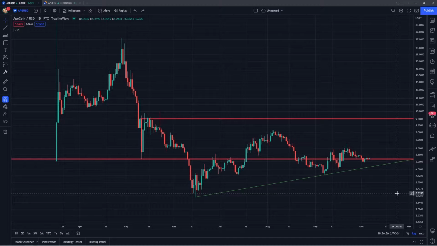Today I'm going to be talking about Apecoin and I'll be providing a market analysis going over some key levels to watch out for, the Ape Bitcoin ratio, and my general takeaways with this altcoin.